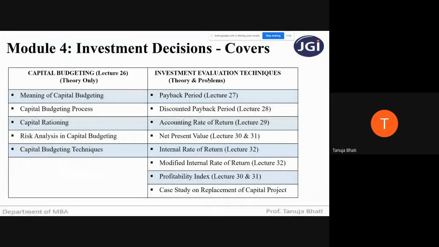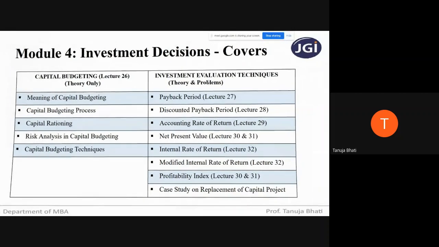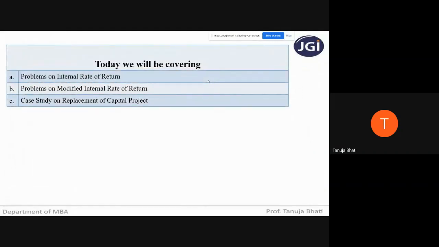Under this particular module, that is investment decisions, we have seen capital budgeting theory and all the investment evaluation techniques. Today we are just left with the last part, that is problems on IRR, MIRR, and a problem on case study. So today we will be covering problems on internal rate of return, problems on modified internal rate of return, and a case study on replacement of capital project.